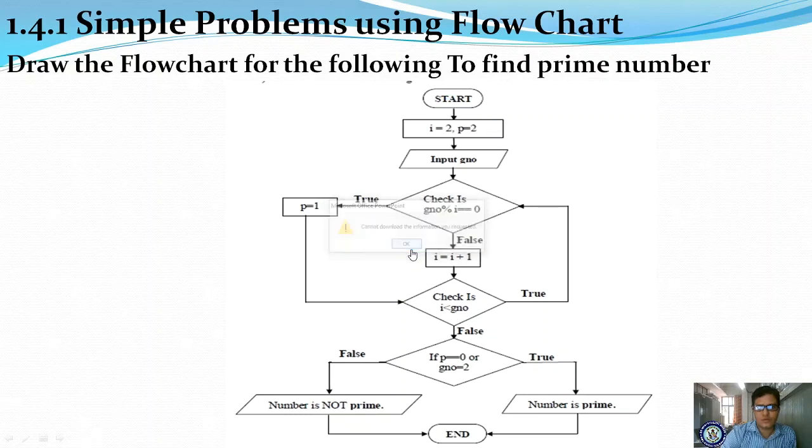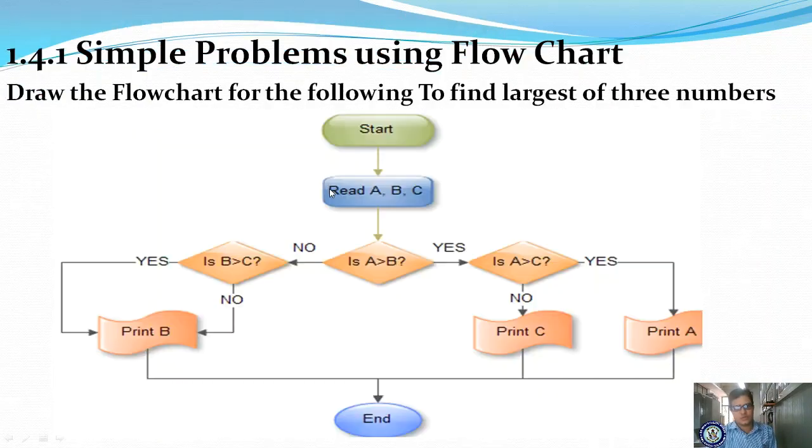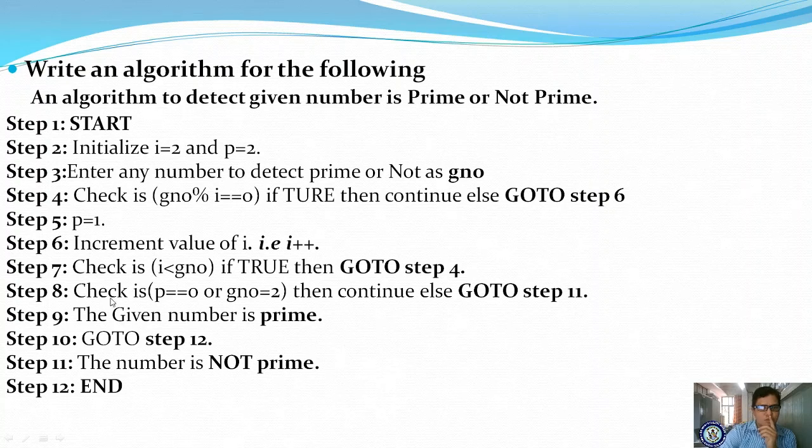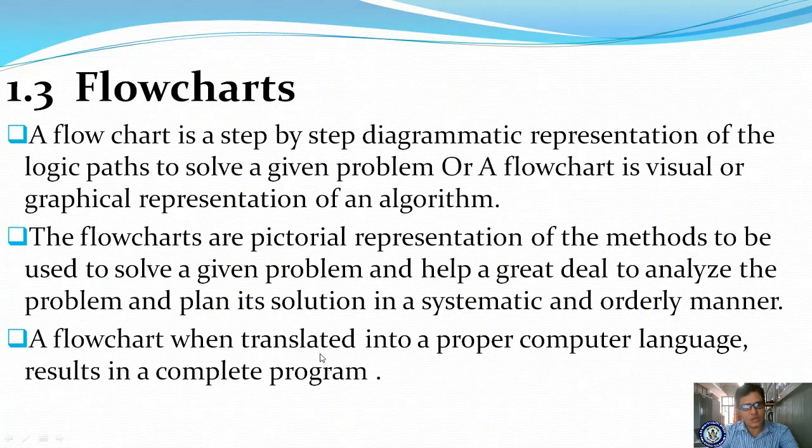Okay. Yes. Here it is a setting, but in algorithms, what we did in the prime numbers. So if p equal to 0 or number is 2, here p is set as 1, then continue, else go to step 11. If this condition is met, it is not prime. If this condition is not met, then it is prime. Okay, got it?